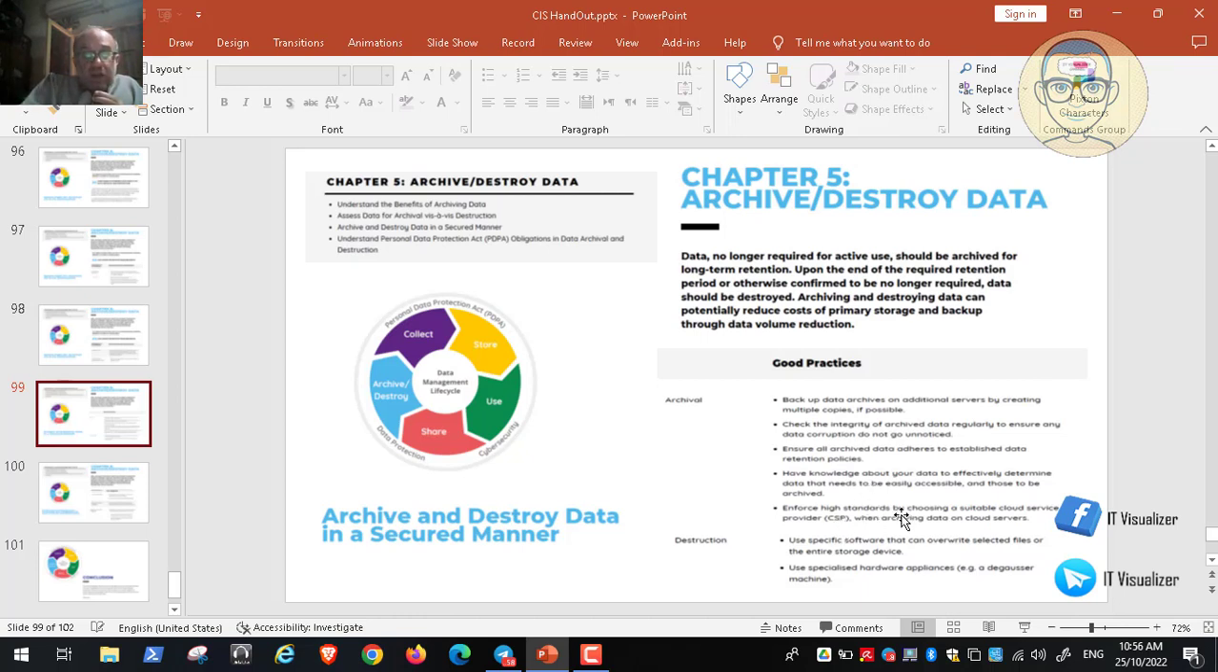Okay, enforce high standards by choosing a suitable cloud service provider. We're saying this when you are archiving data on cloud servers. Okay, destruction: use specific software that can overwrite selected files or the entire storage. Use a specific hardware appliance to destroy a user machine's data. I think he's talking about the shredder, one of the things.